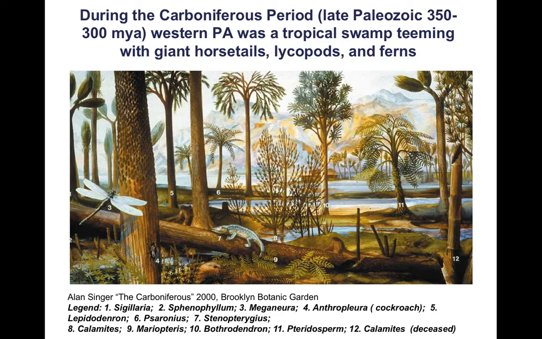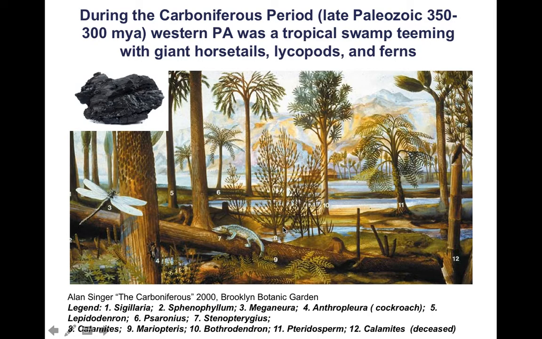I also just want to mention that these plants, while we think of them as being kind of really small and inconspicuous, during the Carboniferous period, so this is the late Paleozoic, Western Pennsylvania was a tropical swamp, and there were just tons of giant horsetails and ferns and lycopods everywhere. So this is a recreation of what Western Pennsylvania would have looked like based on the fossils that have been found in the area. So you can see these giant lycopods. The club mosses were huge, and big tree ferns, and here's a large horsetail here.